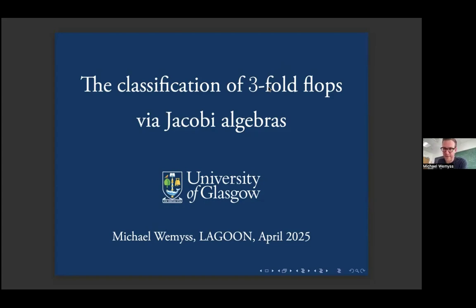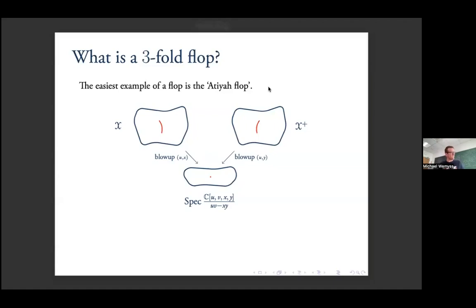But I want to begin just by saying a little bit about the motivation, because the motivation is important for a few different things that I want to say. So what are we trying to do? Yeah, so I need to set up some language. So we're trying to classify a particular surgery in algebraic or birational geometry called the threefold flop. So we want to classify surgeries. So what does that mean, and what do these surgeries look like?